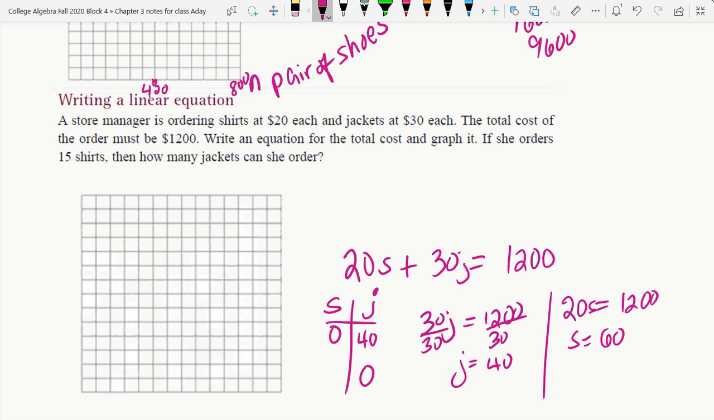And it doesn't matter what you put on the axes. I'm going to make this shirts then, and this jackets. All right, put 60 here on the S. So when S is 0, J is 40. So let's make this 10, 20, 30, 40. And the S needs to go to 60, so let's do 10, 20, 30, 40, 50, and 60. All right, so the first one is 0, 40, put a point there, and the other is 60, 0, so let's put a point there and then just draw the line.